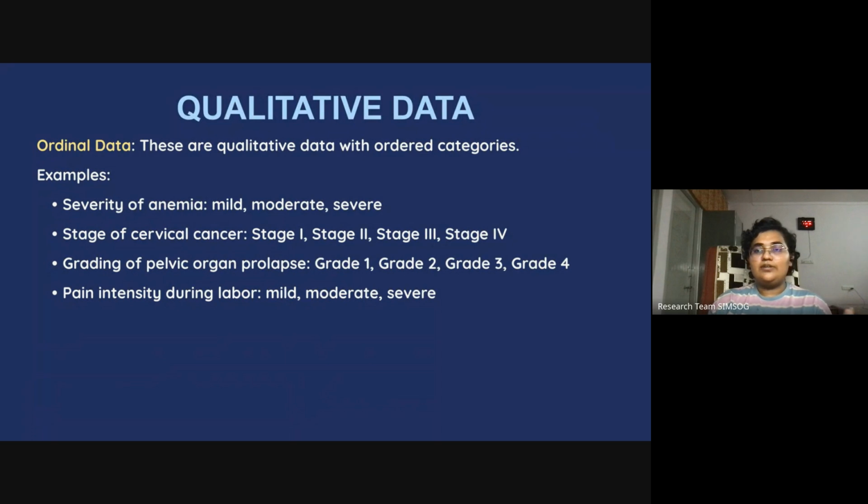So let us try to see a few examples, and then you can tell me what type of data it is. Zenap, if you could post the two polls, and if you guys can just answer those polls on what type of data those are.